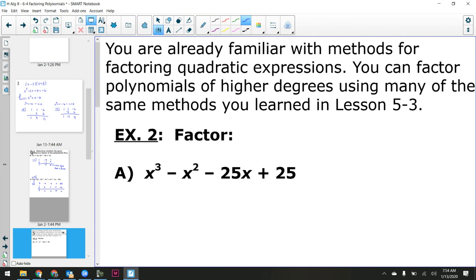That is true. You do know how to do it. This would be a cubic polynomial. Yeah, 4 term. It's a 4 term, but it's cubic, right? Because it's x to the third.